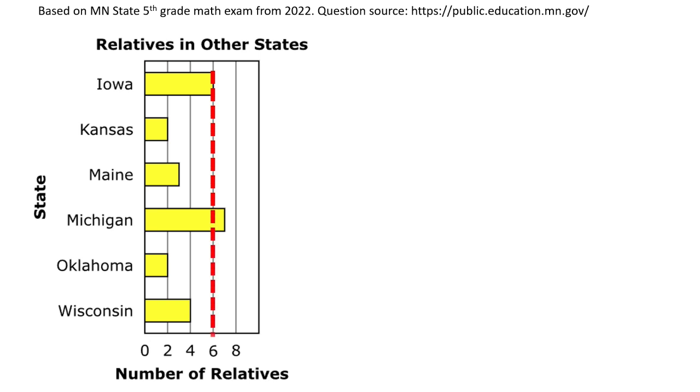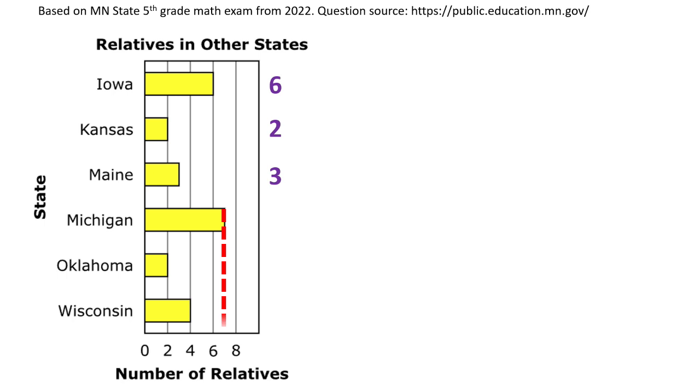In Iowa, she has 6 relatives. In Kansas, she has 2 relatives. In Maine, she has 3 relatives. We know this value is 3 because the end of the bar is halfway between the line for the 2 and the line for the 4. So there must be a hidden number 3 here.